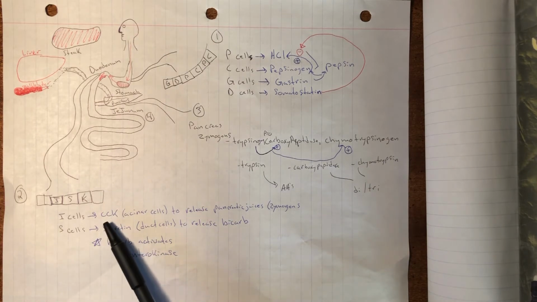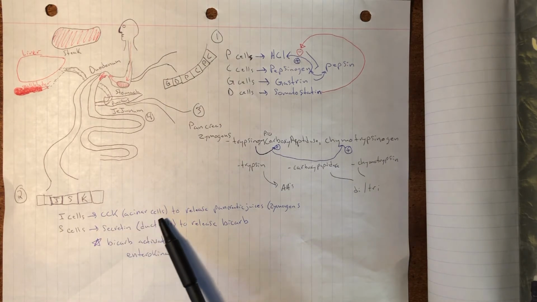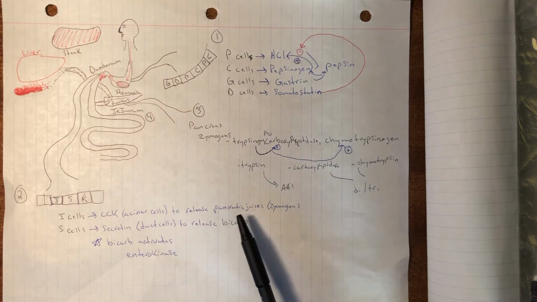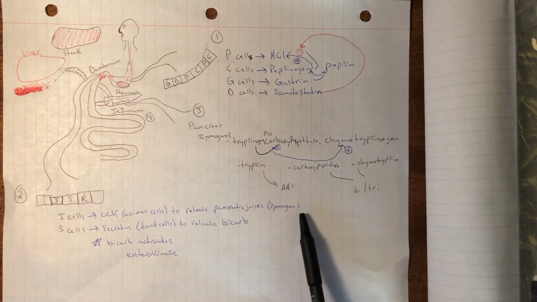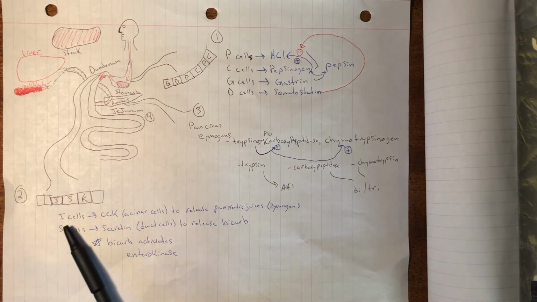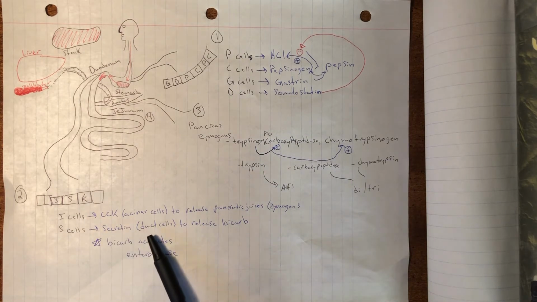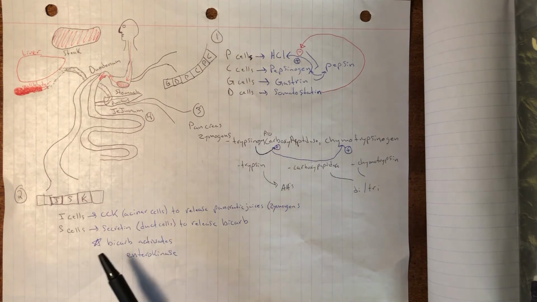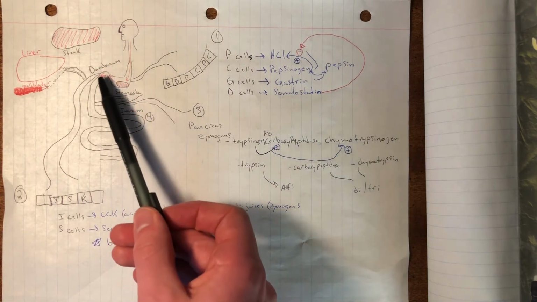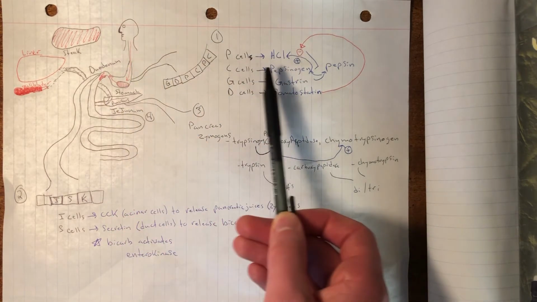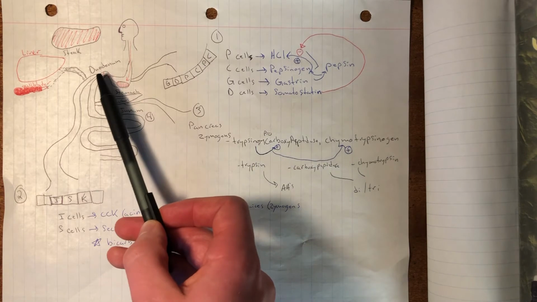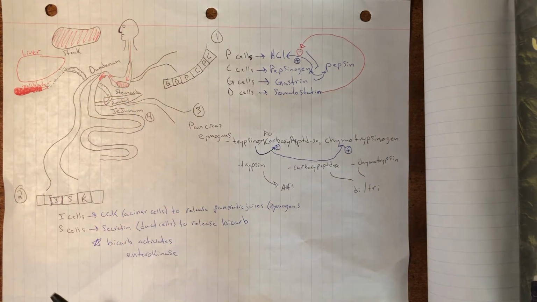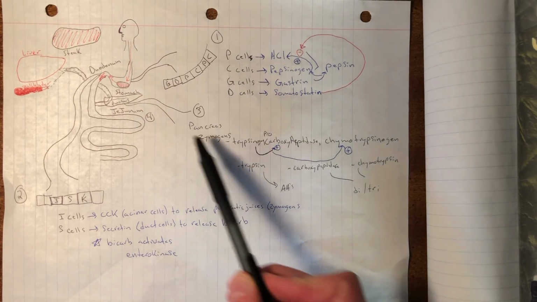The I cells are going to secrete CCK, which is going to go to your acinar cells in your pancreas to release the pancreatic juices, also known as zymogens. The S cells will release secretin, which will go to the duct cells to release bicarb. The bicarb is going to neutralize the acidic environment of the chyme coming from the stomach because of the HCl, and that is also going to activate enterokinase, which will further activate the zymogens, which I'll talk about right now.